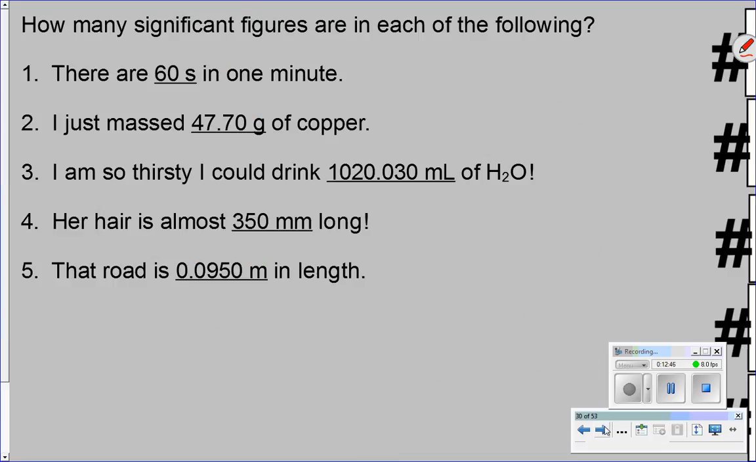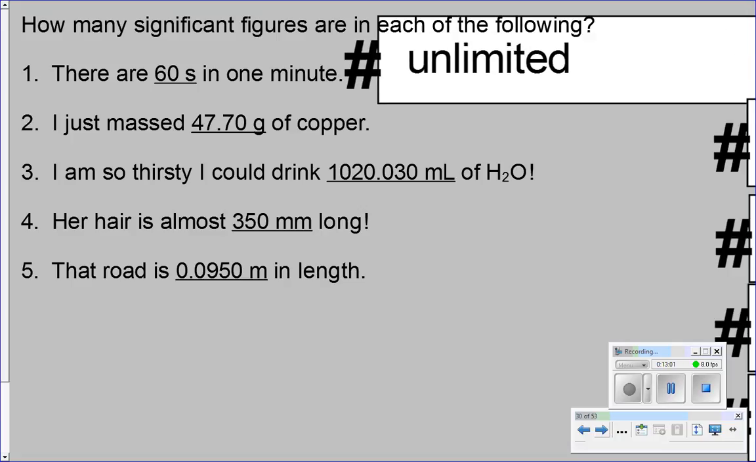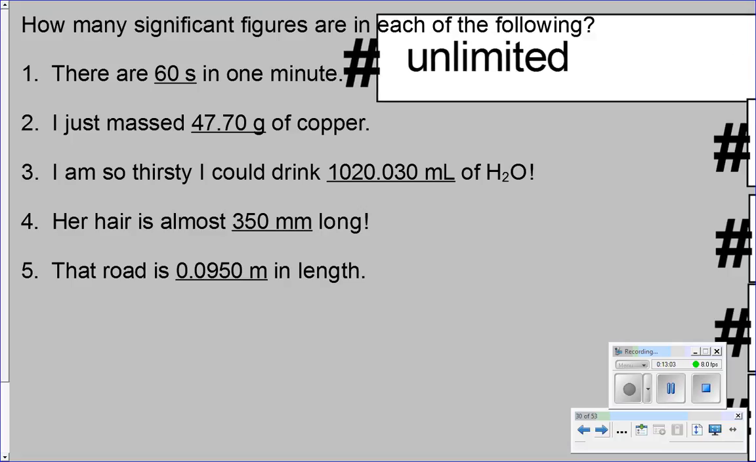So a little exercise here first. Take a moment, look at each of these, figure out how many significant figures you have. You can pause the video for a minute, and I'll pull up the answers in just a moment. So 60 seconds is a trick. It's unlimited. Even though technically, if you go back to earth science, you can find out time doesn't break down that perfectly, but for our purposes, there are exactly 60 seconds in a minute.